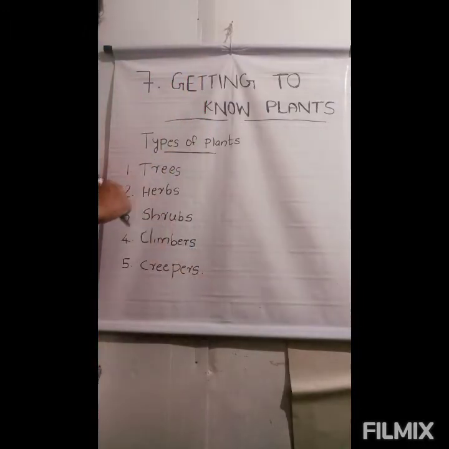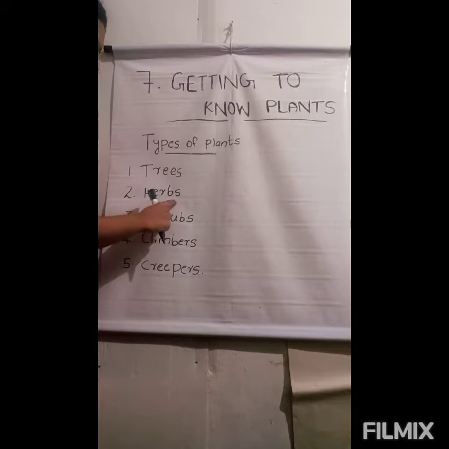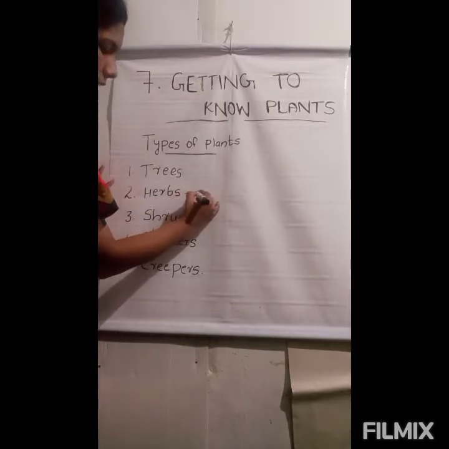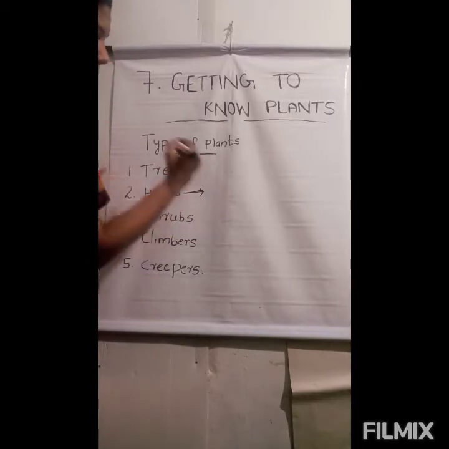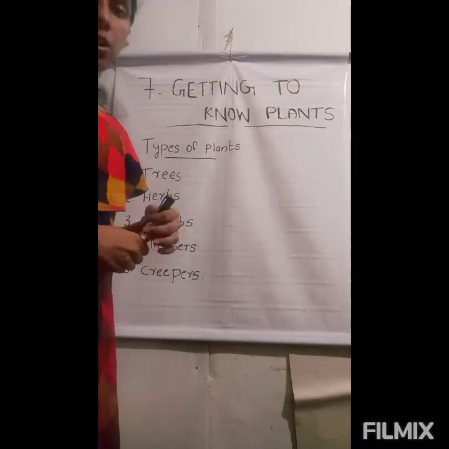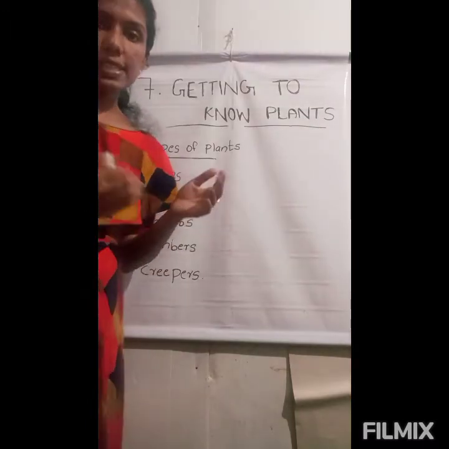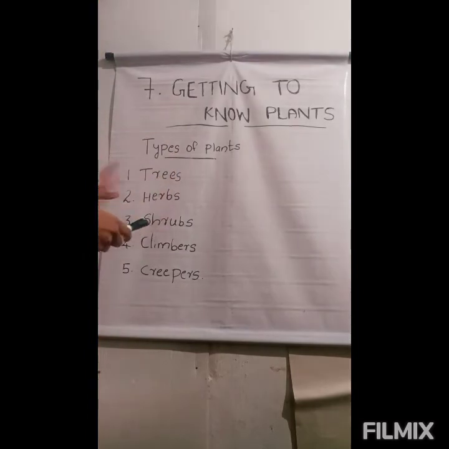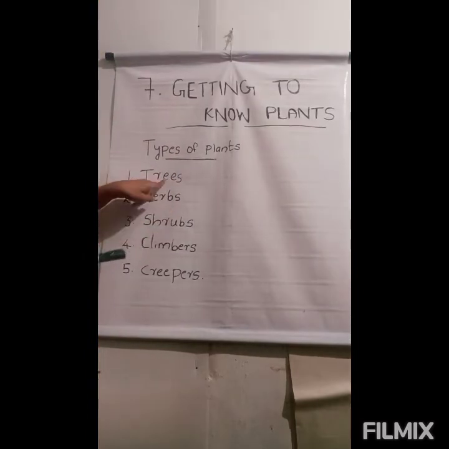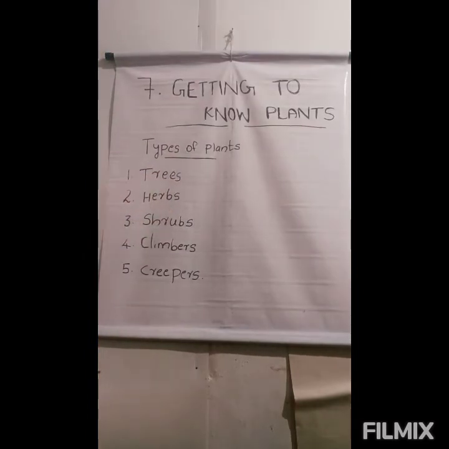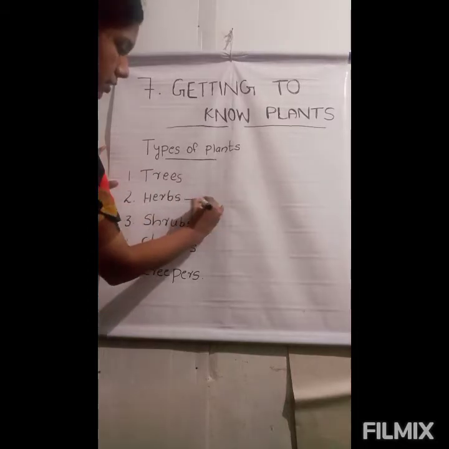Okay, the next type is herbs. We can learn about herbs. First of all, we have learned about trees. Now we can learn about the second type of plant, that is herbs.